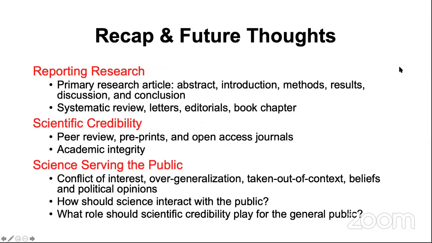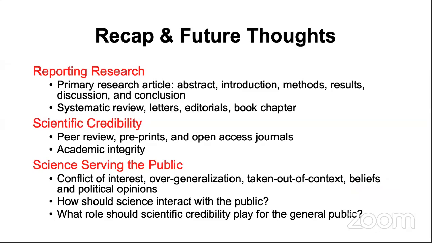I want to end this workshop by doing some sort of recap and to really leave you with several questions. In this workshop, we first talk about several ways to report our research. We start with the primary research article, which includes a very, very standardized way of reporting: abstract, introduction, methods, results, discussion, and conclusion. We also talk about systematic reviews, where we combine individual papers together to get some sort of bigger picture understanding. There can also be letters, editorials, and book chapters where different research teams engage in a collective conversation.